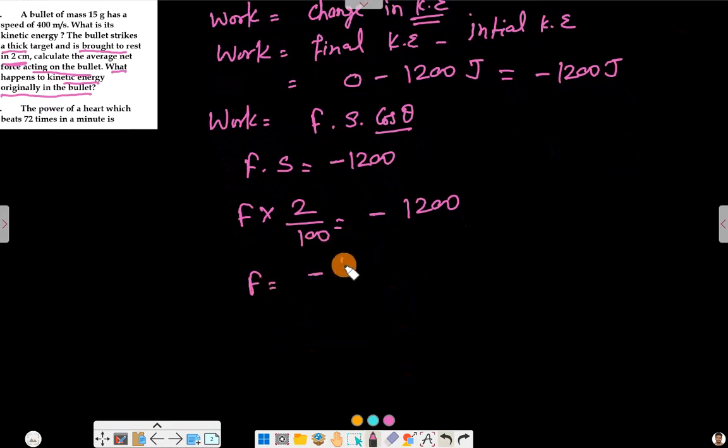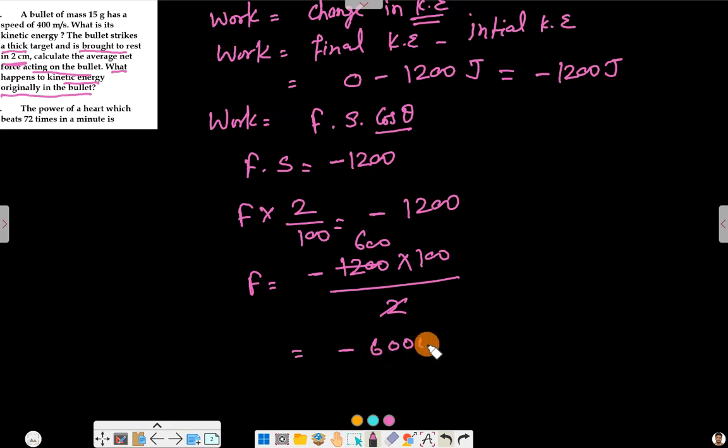Using this, force is equal to minus 1200 into 100 by 2, 600. Our answer comes out to be minus 60,000 Newton. Means bullet was going in forward direction, but force was acting in reverse direction. That's why velocity of bullet reduced to 0.